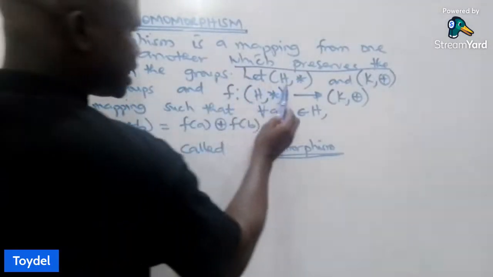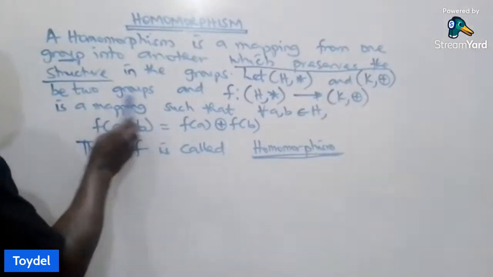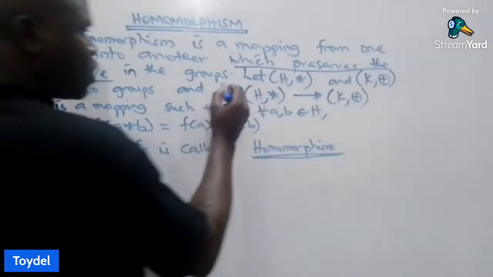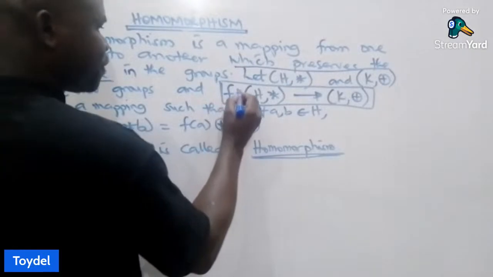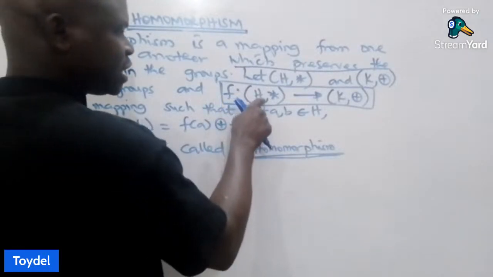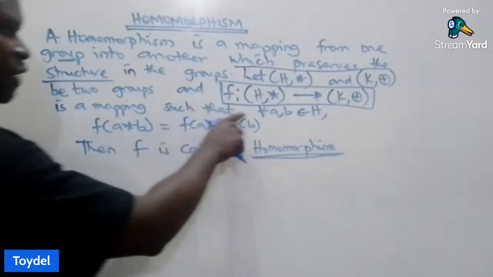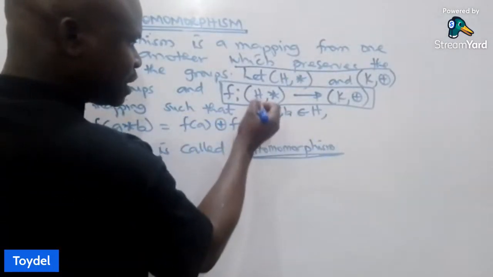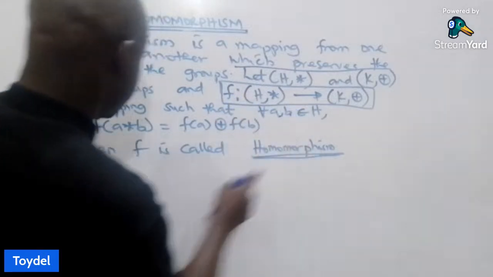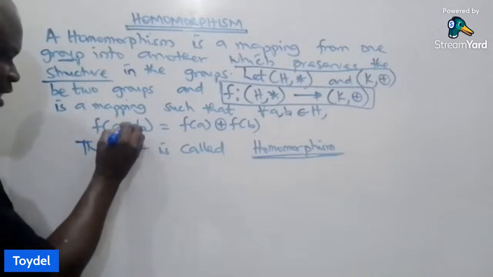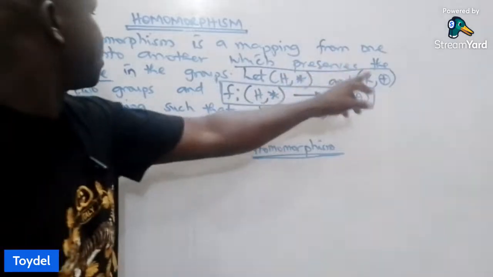Now let H with asterisk and K with plus be two groups, and let F be a mapping from H to K such that for all A, B belonging to H, we get F of A asterisk B equal to F of A plus B. This is what we mean by preservation of the structure.